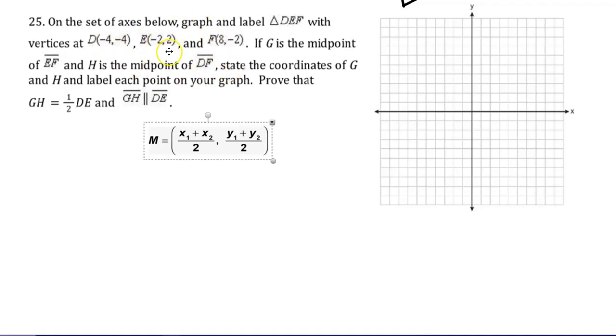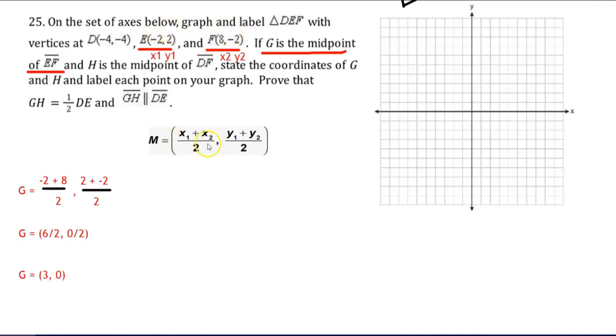If I'm trying to find the midpoint of EF, let's try to find the midpoint of EF first. G is the midpoint of EF. So I'm going to be looking at point E and point F. This is my x1, y1. This is my x2, y2. So I'm using the midpoint formula here. I am looking for G, which is the midpoint, so I'm calling it G, not M, so I can know what I'm talking about in this problem. So G is going to be negative 2 plus 8 over 2, 2 plus negative 2 over 2. Solving these, I get 3, 0.